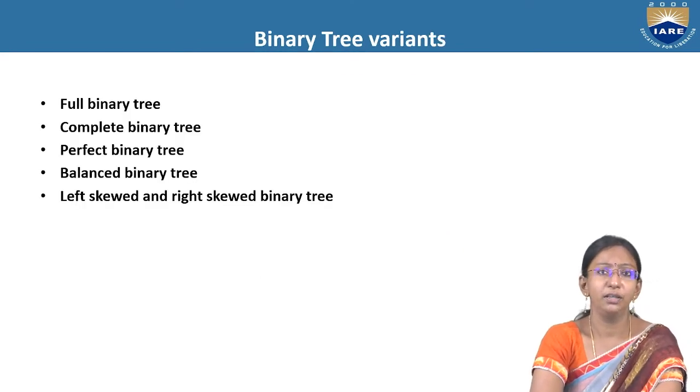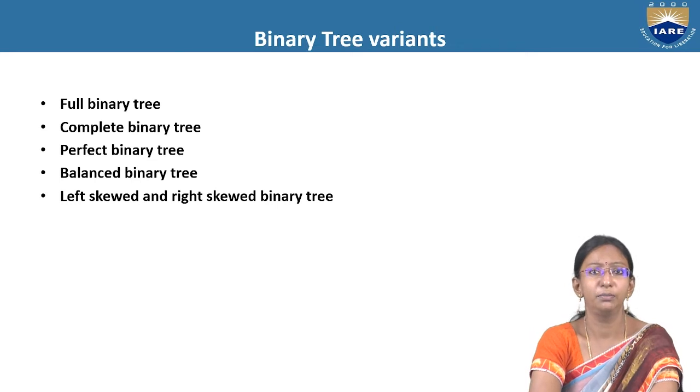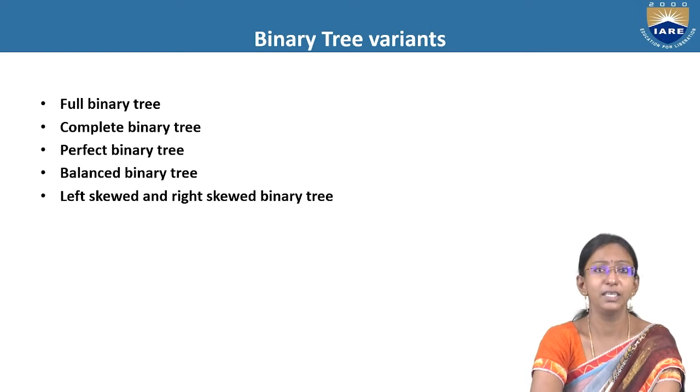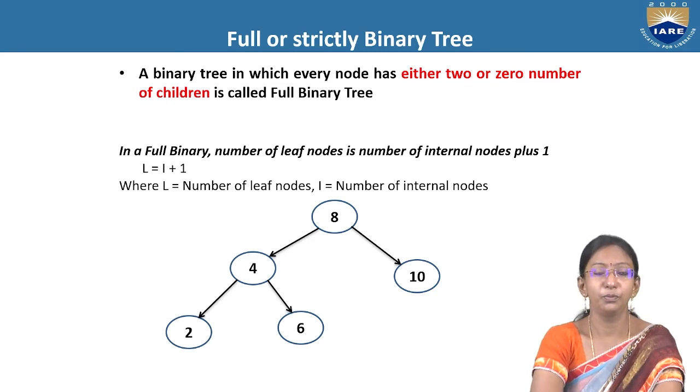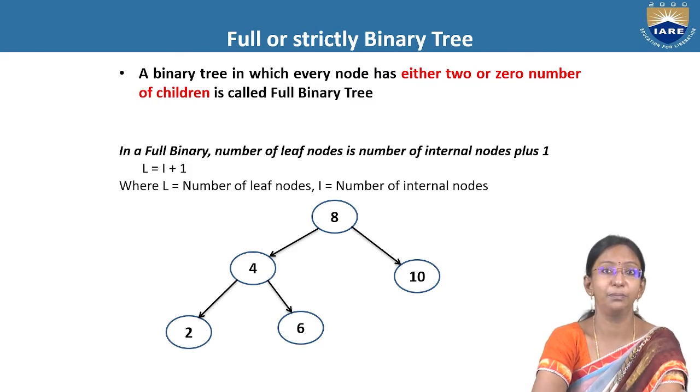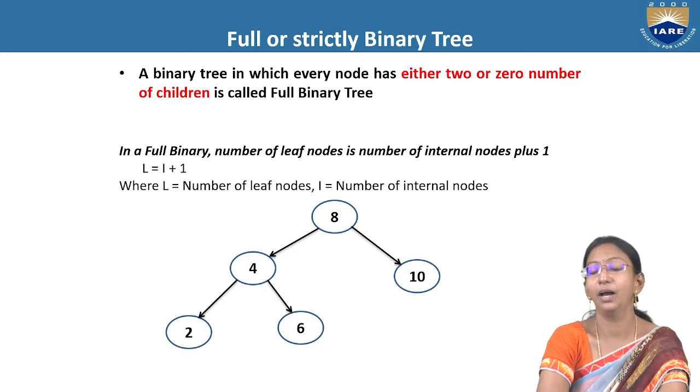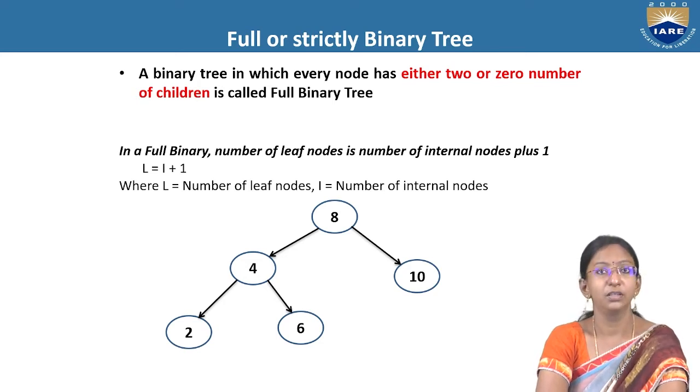Right? So the variants of the binary tree are full binary tree, complete binary tree, perfect binary tree, balanced binary tree, left skewed and right skewed binary tree. Let's look at each and every one. So, full or strictly binary tree. A binary tree where every node except the leaf nodes has either 0 or 2 children, then we call it a full or strictly binary tree. That is, having exactly one child is ruled out. Such a case is known as a full or strictly binary tree.